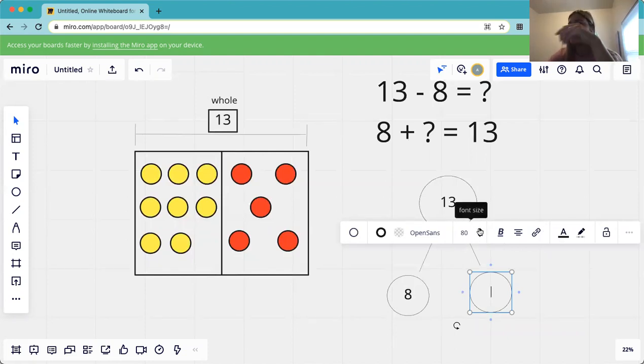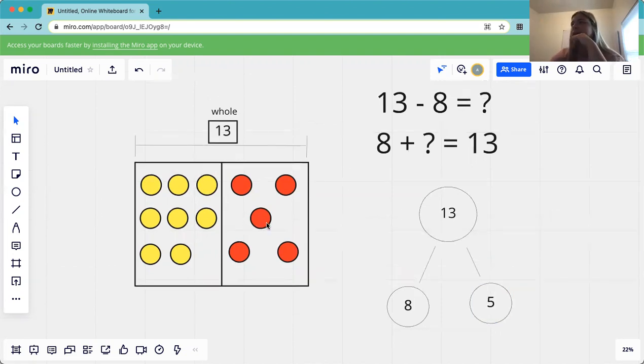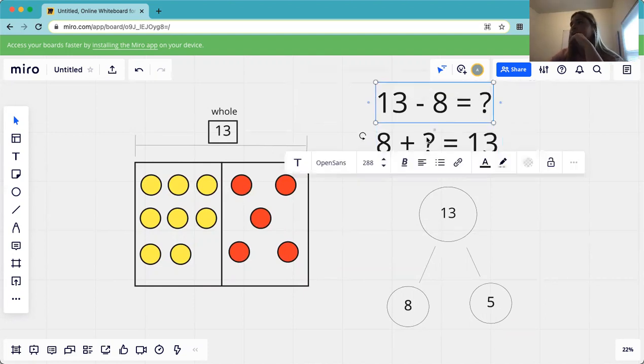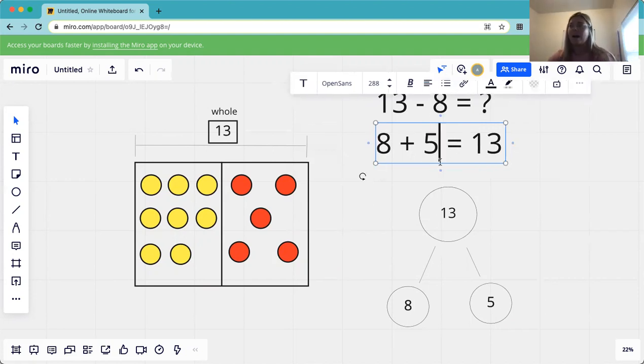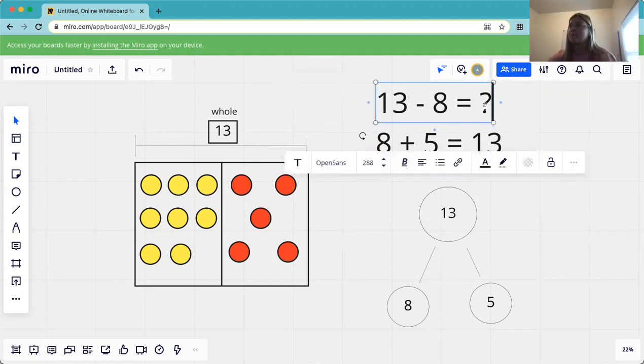So looking here, I need to figure out, okay, does it go into my equation correctly? Let's try it. We're going to start with 8 and count up: 8, 9, 10, 11, 12, 13. So we figured out that 8 plus 5 equals 13, which is the same as if we did a subtraction problem, 13 minus 8 equals 5.